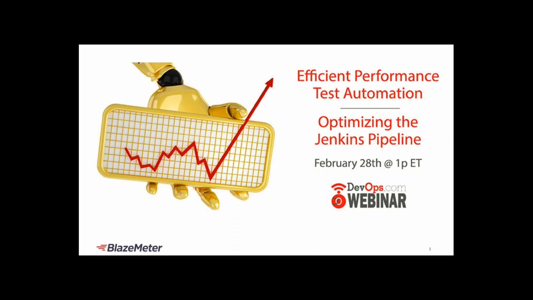Today's webinar is Efficient Performance Test Automation: Optimizing the Jenkins Pipeline, and it's sponsored by BlazeMeter, CA BlazeMeter. In addition, a presenter from CloudBees will be joining us.